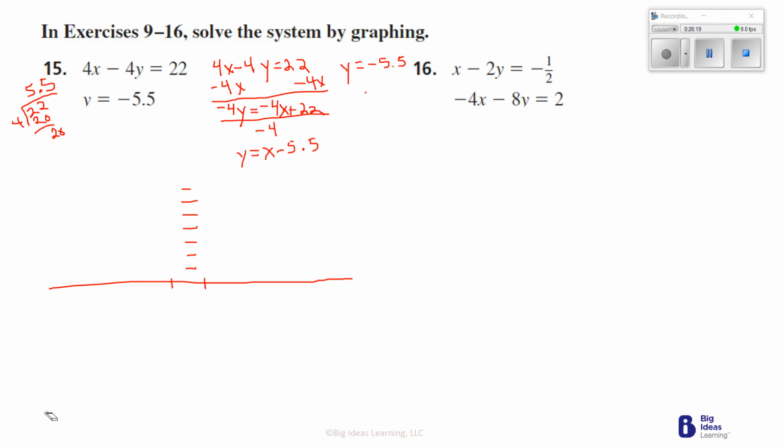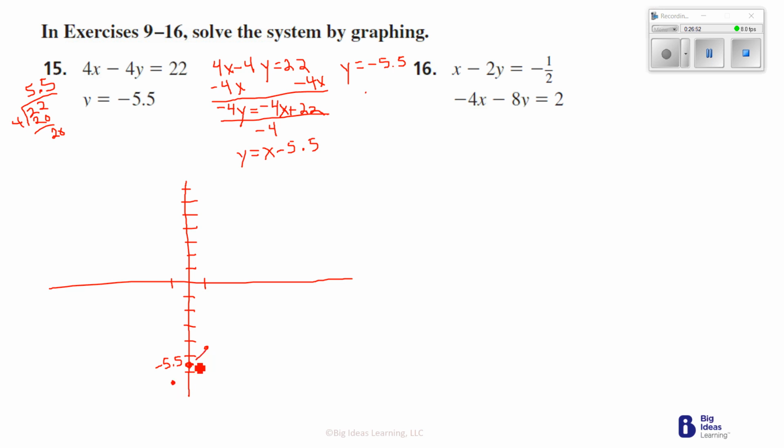So we're going to have to go ahead and put this to negative 5.5, which is going to be down here. 1, 2, 3, 4, 5. And then if this is 6, this would be negative 5.5. And it's going up by 1 over 1. So if it goes up 1 over 1, this would be a point.